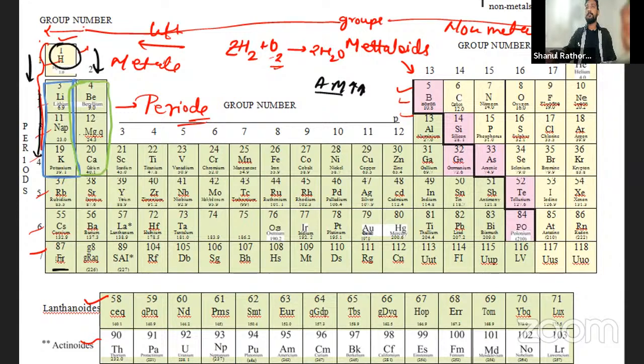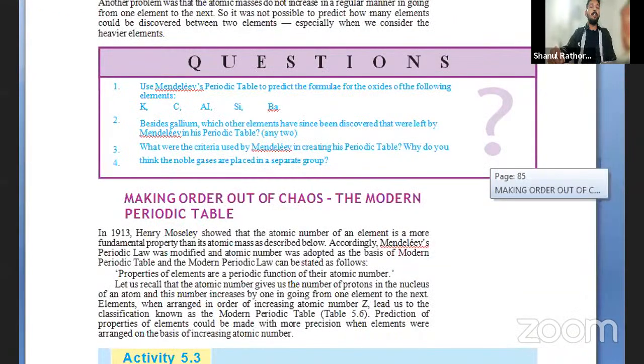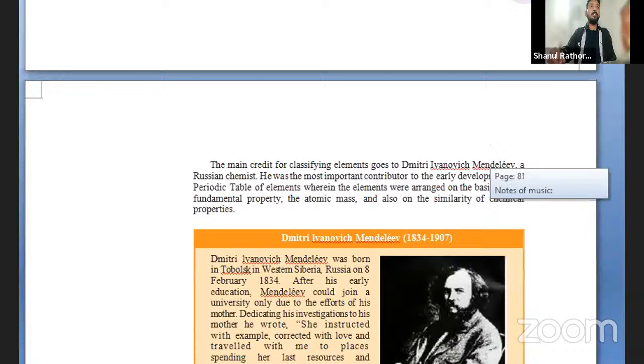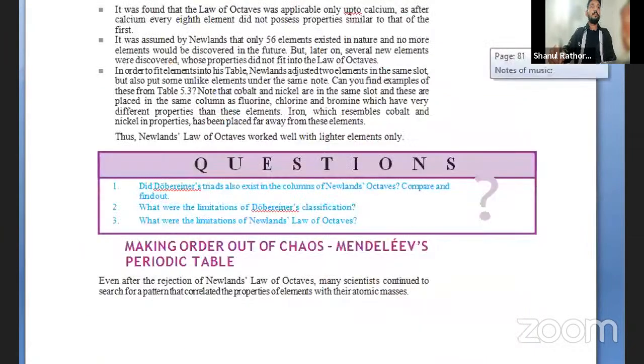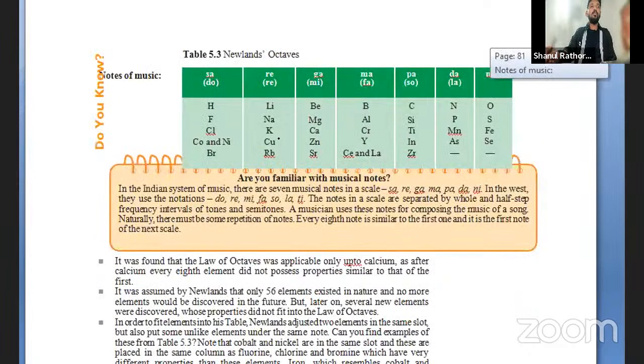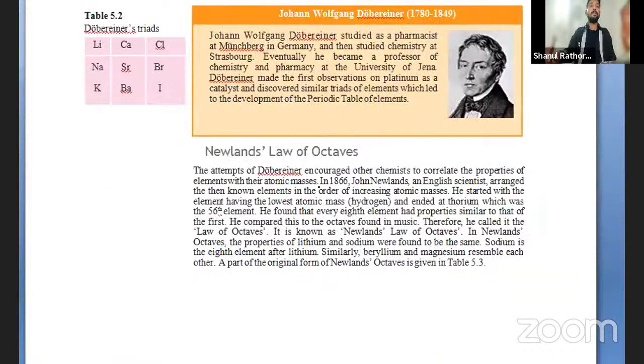And now let us go to another scientist who helped to fill up these elements in the periodic table, and he is, where is he? I don't know. Okay, Newland's law of octaves, right?